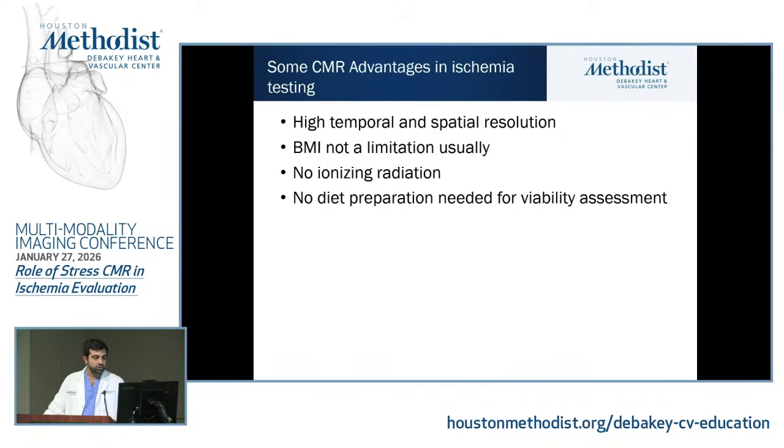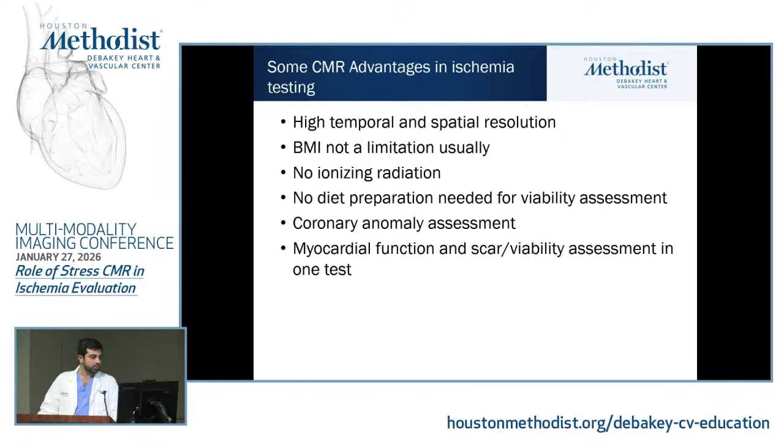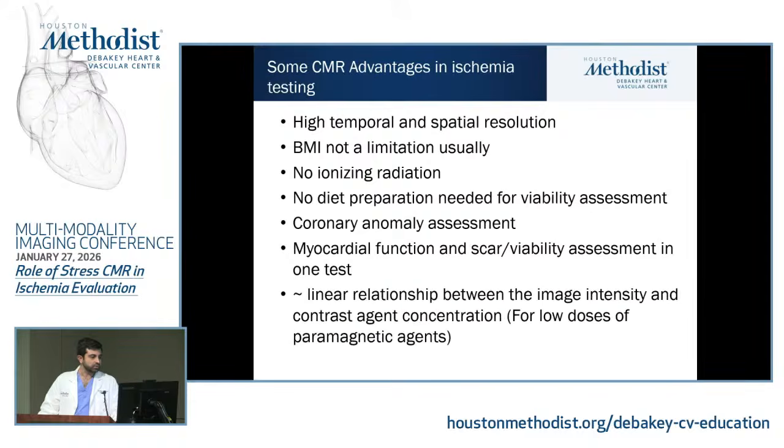There's no dye preparation. So if you have someone with ischemic cardiomyopathy and known disease, well, if you're going to want the PET for viability, you're going to have to wait and you're going to have to do the dye preparation. And as you all know, that's not always very easily done for the patient. Whereas with MRI, you can do a stress MRI plus viability assessment with virtually no preparation other than just the caffeine aspect. You can look at coronary anomalies, although this is not really utilized. And then the viability assessment plus perfusion is done in one test.